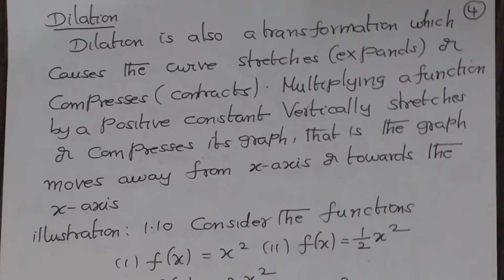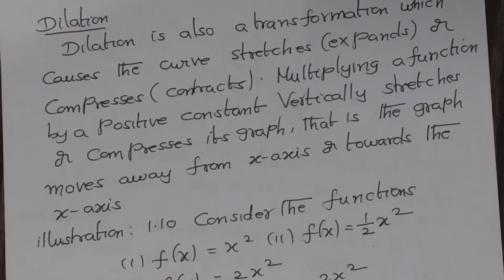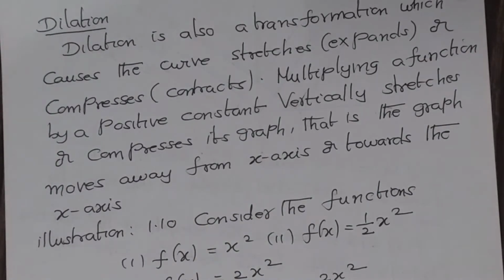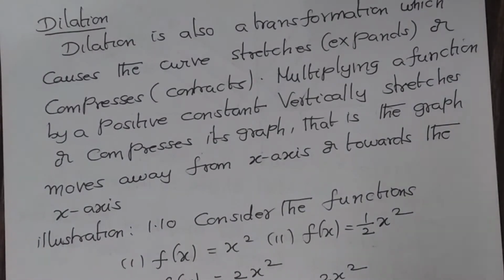That means it might expand, bulge, or it might contract, compress, like a zip file. So if you multiply this function by any positive constant, for example 2, 3, 4, 5, it will vertically stretch. What does that mean? It expands, or it vertically stretches or compresses its graph. That is, the graph moves away from the x-axis or towards the x-axis.